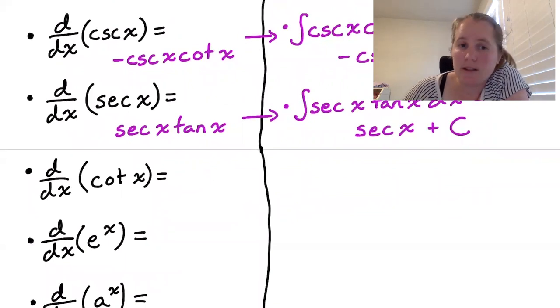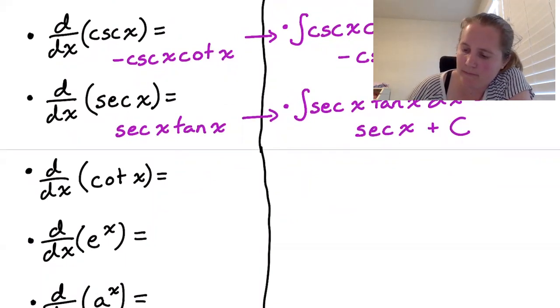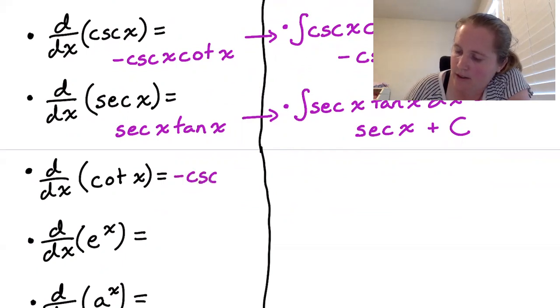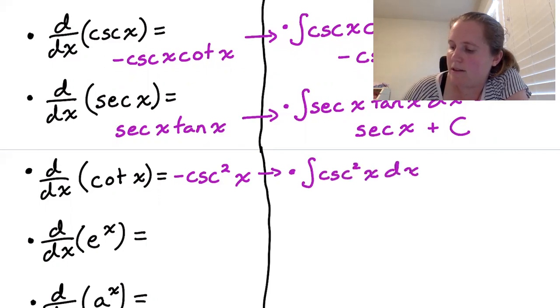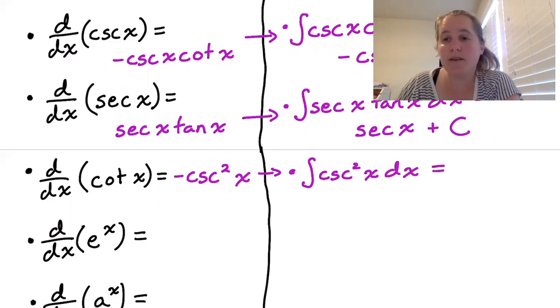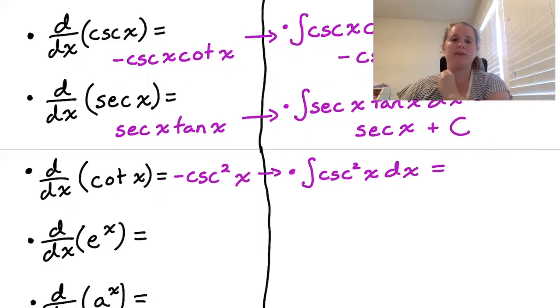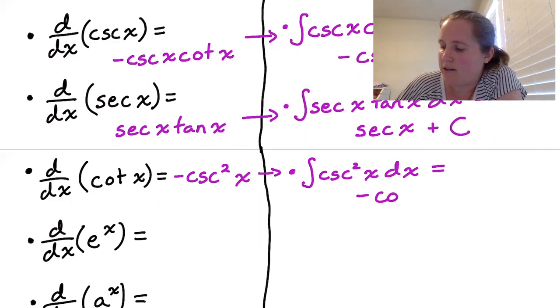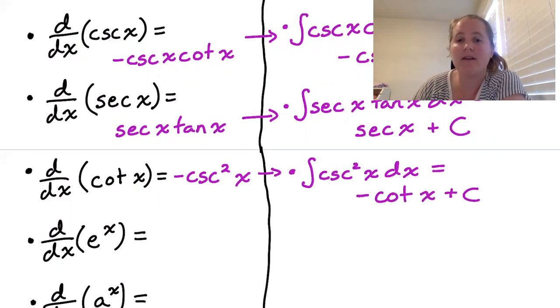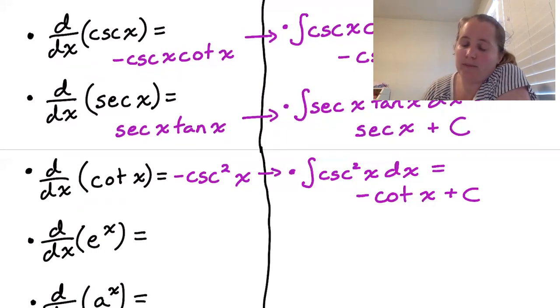The derivative of cotangent of x is negative cosecant squared x. And so we're going to look at just cosecant squared, take the integral of cosecant squared dx. Again, if this were negative, we would get out cotangent x plus c. Since we have a positive cosecant squared inside the integral, we will actually get out a negative cotangent x plus c. That way, when we take the derivative, the two negatives will multiply to give us that positive cosecant squared.